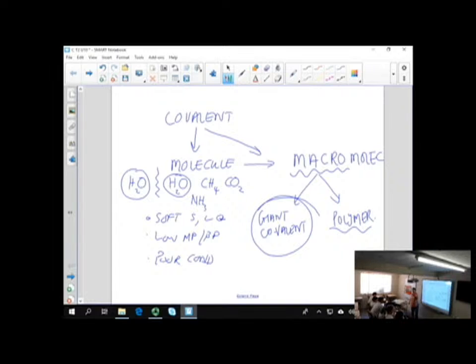Diamonds are macromolecules, and diamonds are very hard and very strong. They have very high melting and boiling points. The electrical conductivity differs. Diamonds don't conduct, but graphite does.